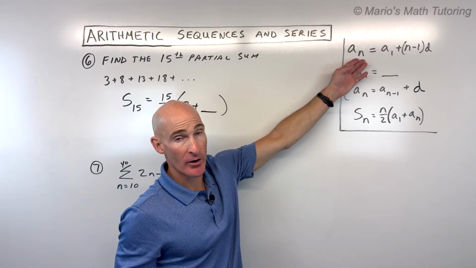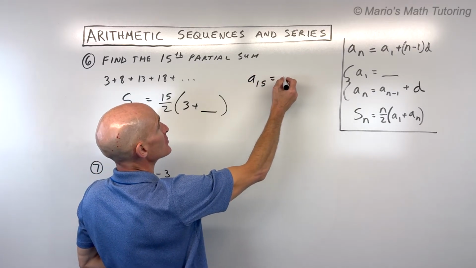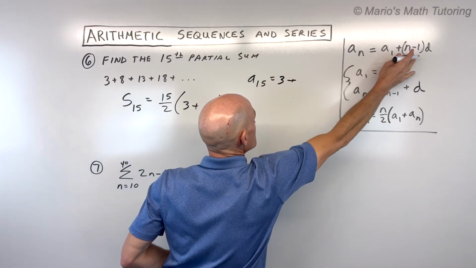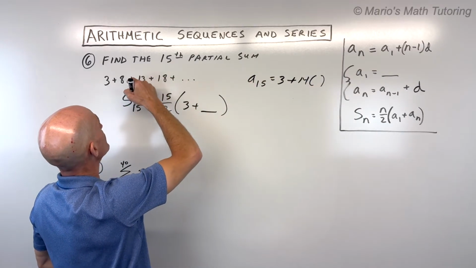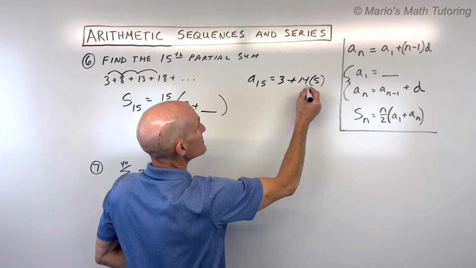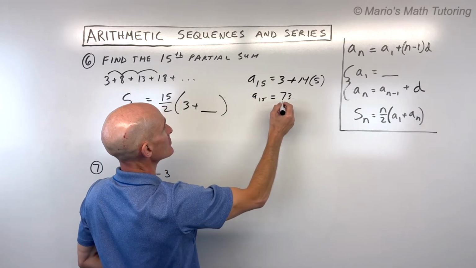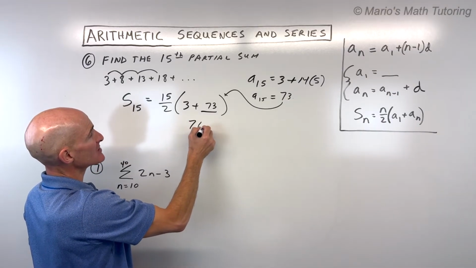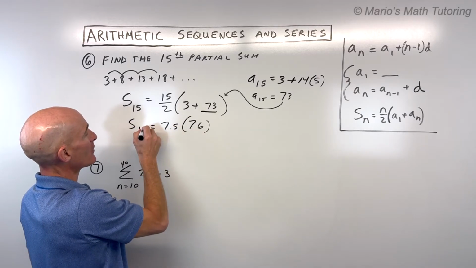Well, let's go back to our explicit formula, and let's use that to help us. So a sub 15 equals a sub 1, which is 3, plus n minus 1. So 15 minus 1 is 14, times our common difference, which is 5. You can see we're adding 5 each time. Okay, so that comes out to 70 plus 3 is 73. That's the value of our 15th term. So let's put that right here, and we've got it. So this is 76 times 7.5 equals the sum of our first 15 terms.